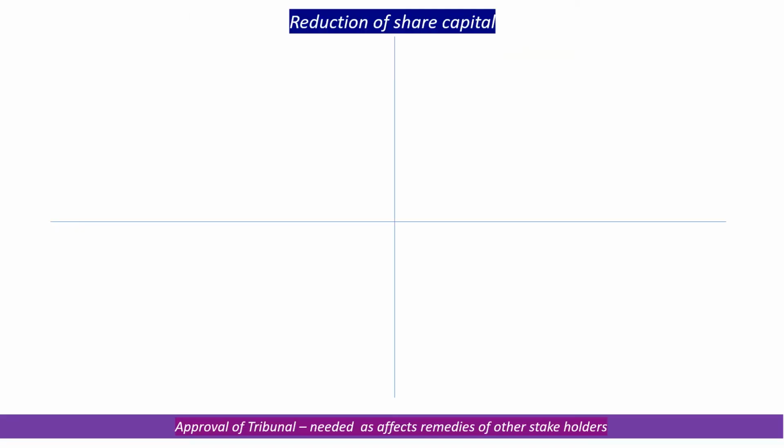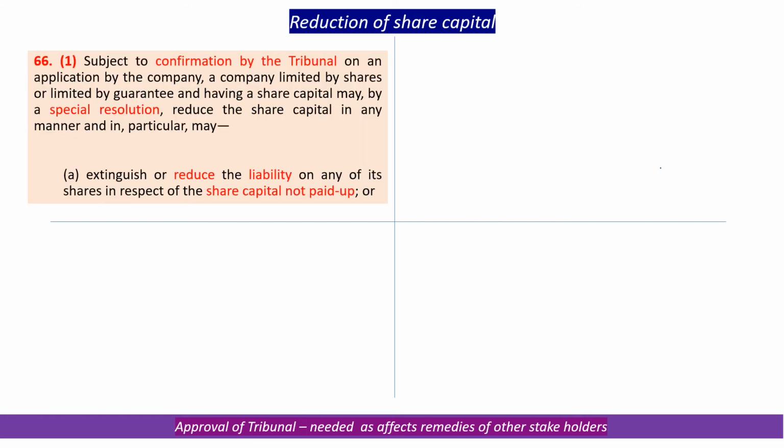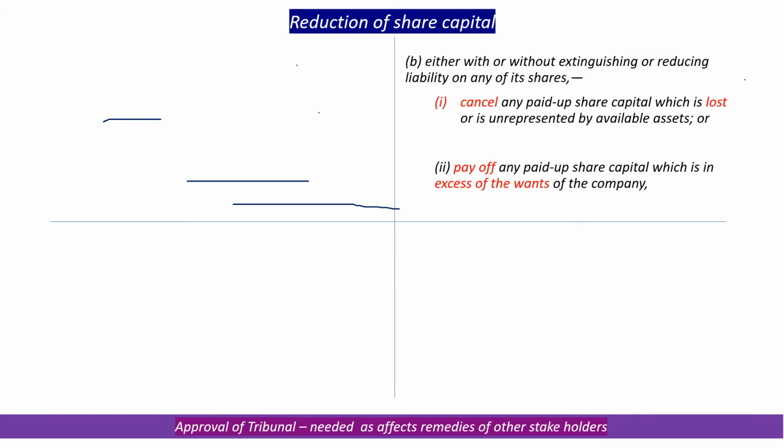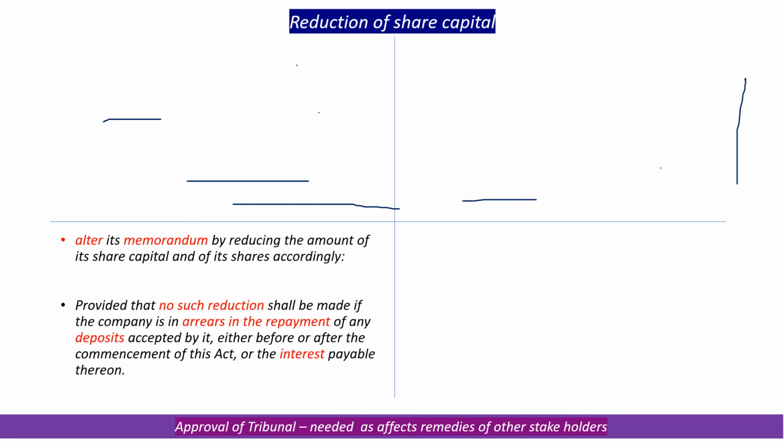Reduction of share capital is a process. It requires a special resolution to reduce the liability on any share capital not paid up, because it affects the creditors and other lenders. Confirmation of the tribunal is required. It is used for cancelling the lost capital or paying off the excess. And it involves altering the memorandum for reducing the amount of share capital and its shares accordingly.